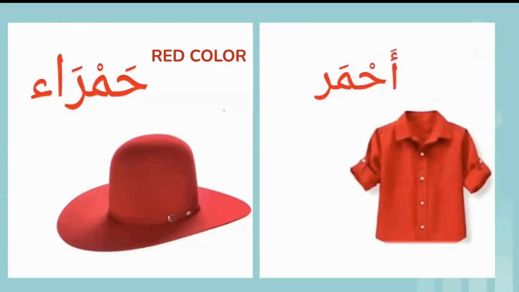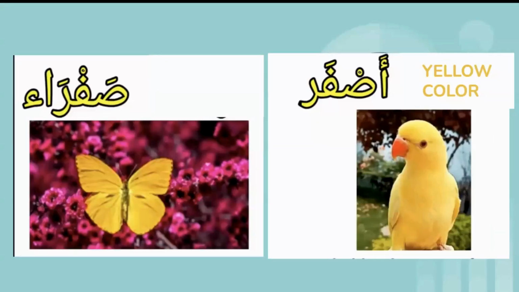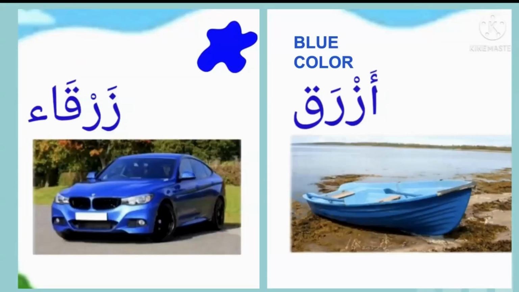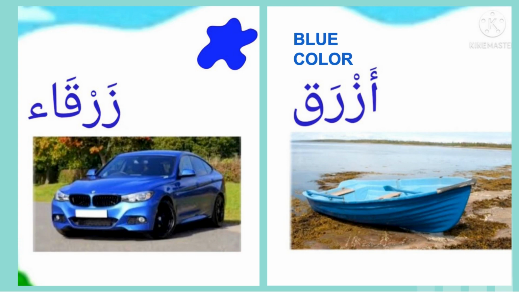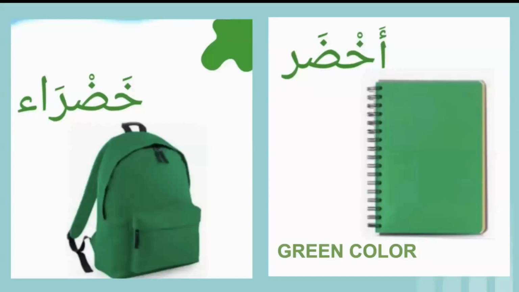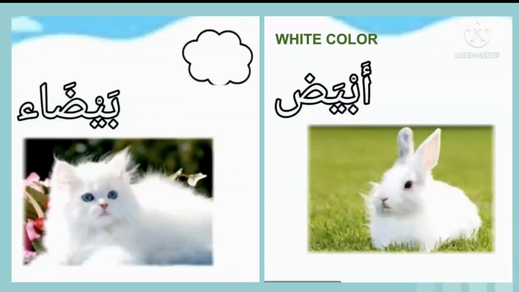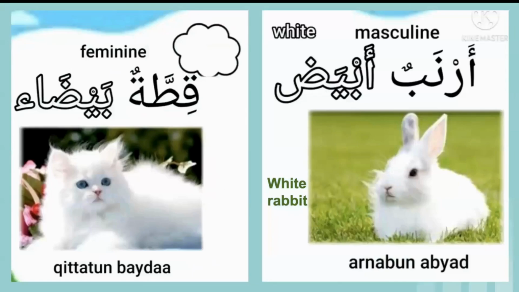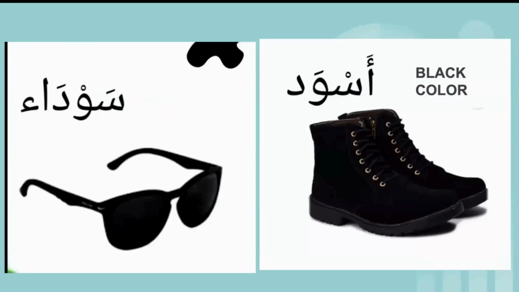Ahmar, hamra. Can you repeat? Ahmar, hamra. Asfar, safra. Azraq, zarqa. Bunni, bunniya. Akhdar, khadra. Abyad, bayda. Aswad, sauda. See you.